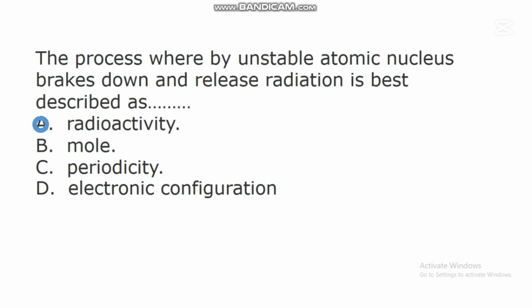Radioactivity is a process whereby there is spontaneous emission of radiation from the nucleus of unstable atom. Studies have shown in chemistry that there is a branch of chemistry known as nuclear chemistry. This nuclear chemistry is a branch of chemistry that deals with the study of radioactivity. It's a branch of chemistry where we study unstable atomic nuclei and how they break down to release radiations and energy. So the process whereby an unstable atomic nucleus breaks down and releases radiation is called radioactivity.